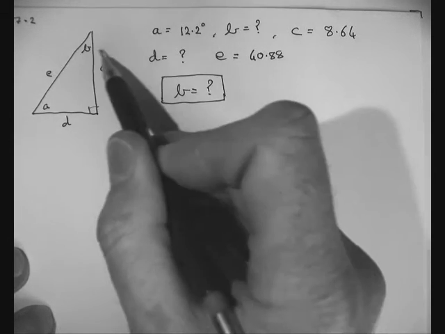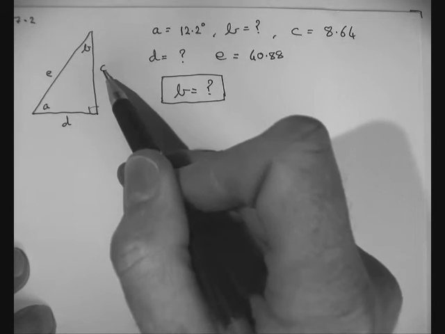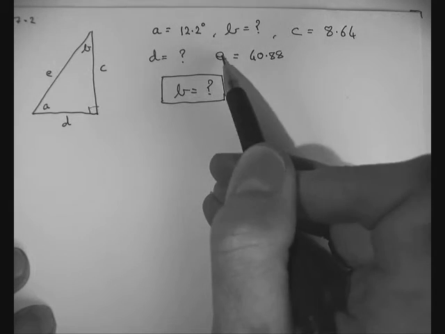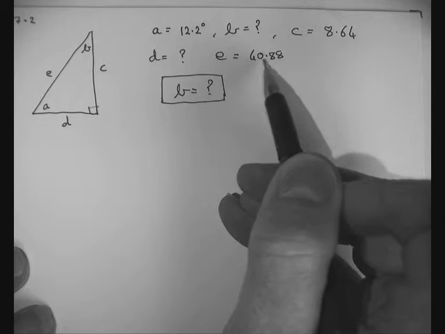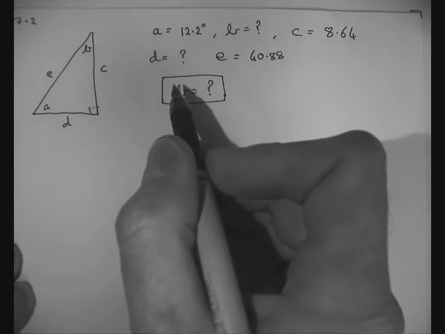B, this angle, is an unknown. C is 8.64. D is an unknown, and E, the hypotenuse, is 40.88. In this video we're going to find the measure of the angle B.